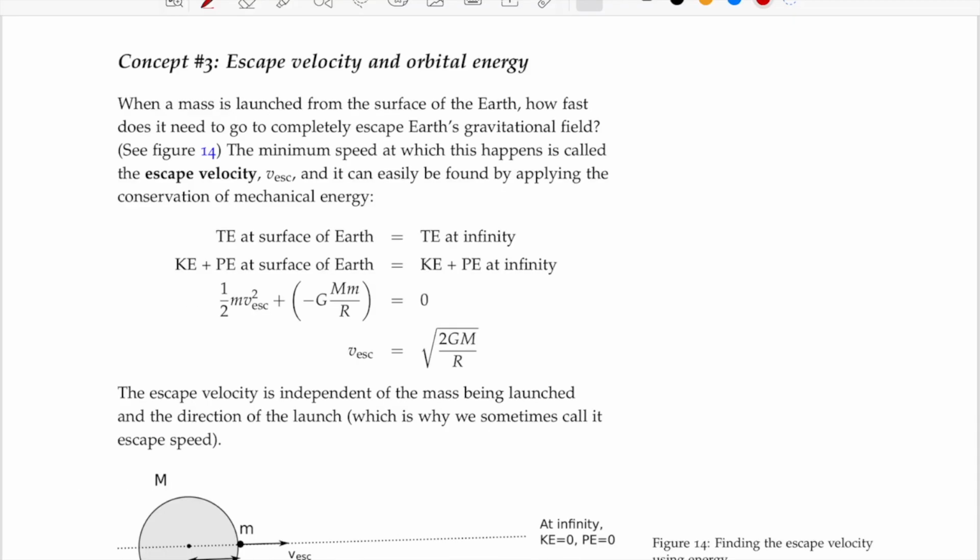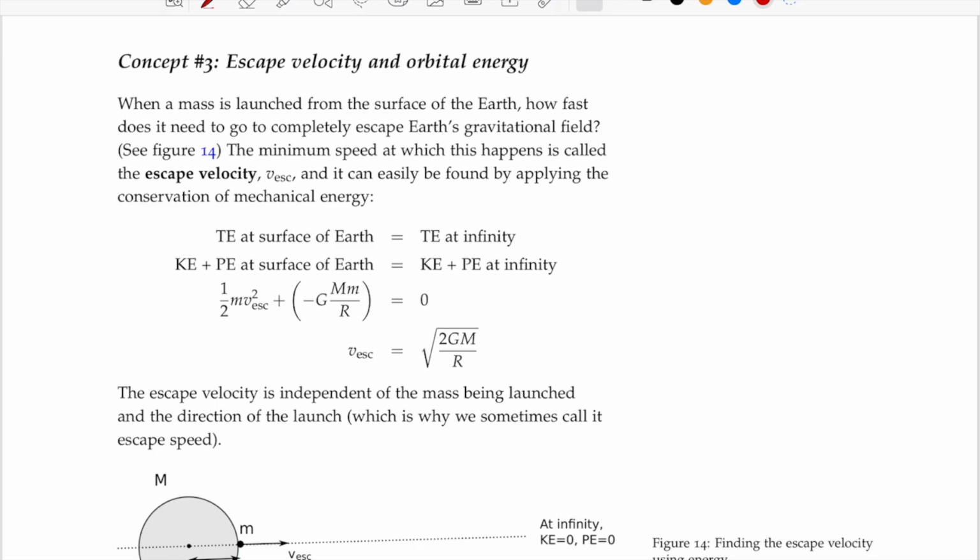Okay, next topic is escape velocity and orbital energy, one of my favorite topics. And we're going to answer the question, when a mass is launched from the surface of the Earth, how fast does it need to go to completely escape Earth's gravitational field? We want it to be able to leave Earth completely. So the minimum speed at which this happens is called the escape velocity, and we can just use the conservation of mechanical energy to work it out.